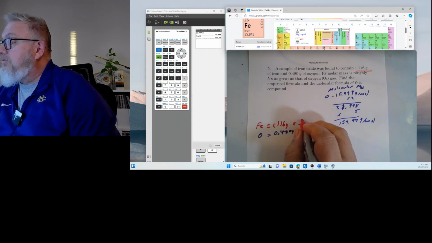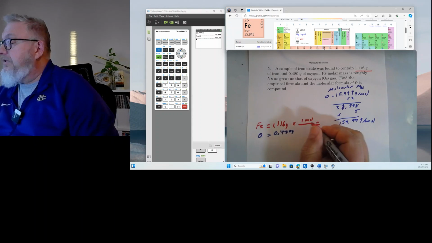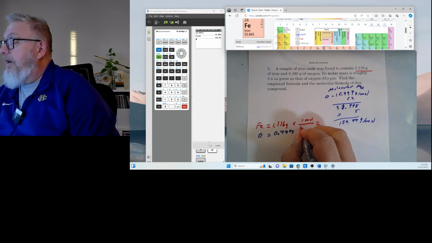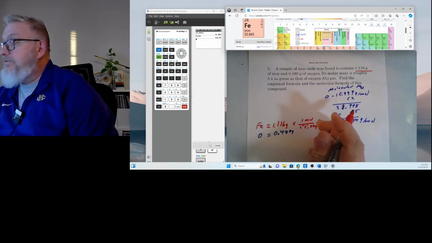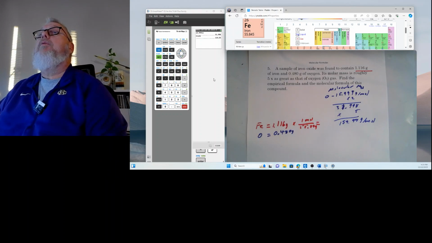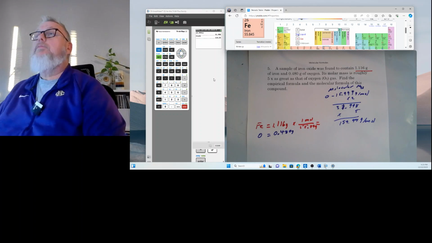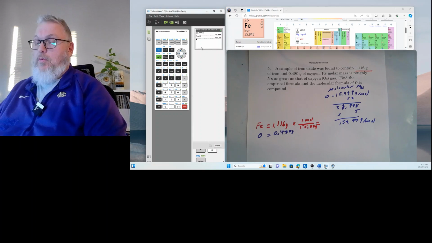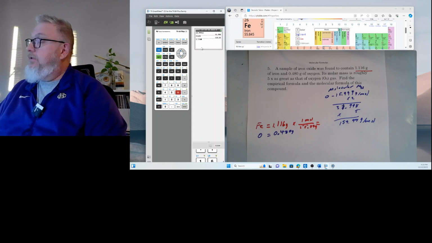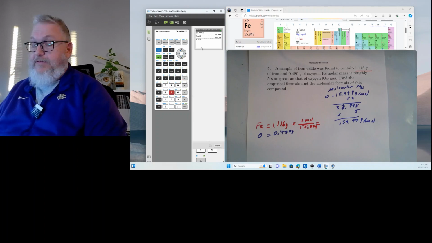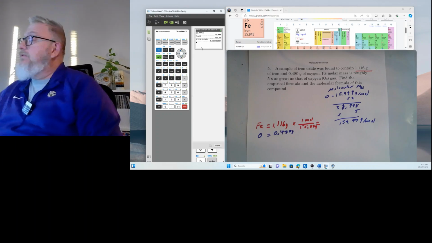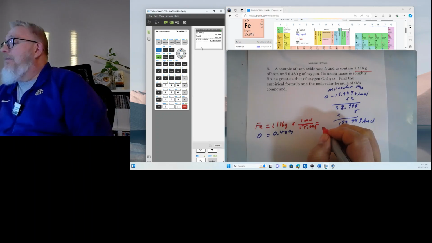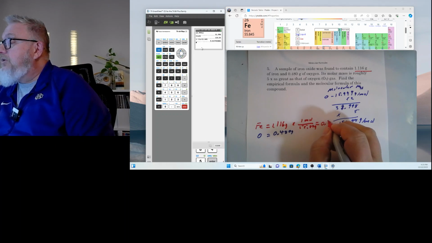So moles, because that's what I want to find out, how many moles it is. That means my grams is going to go on the bottom. So I'm going to divide the mass in grams by the molar mass to get the number of moles. Let's do that real quick. 1.116 divided by 55.845, I've got 0.0199. I'm going to call that 0.020 moles.